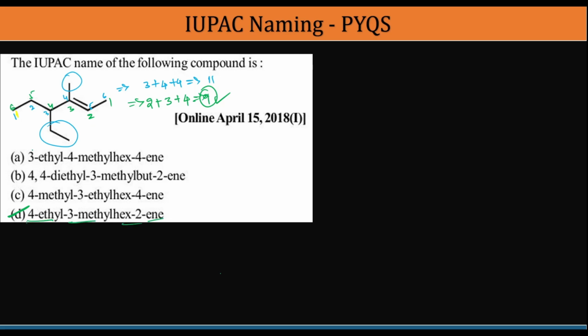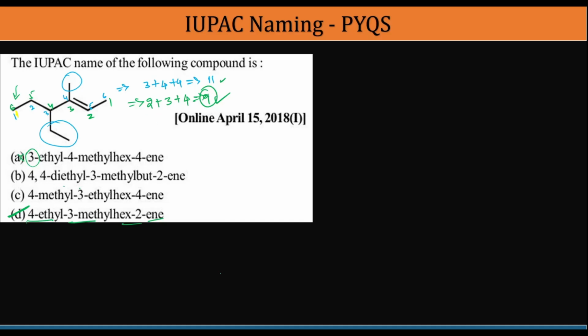And you can check here they have given 3 methyl. They have given the numbering from here. You have seen if you give numbering from here, this carbon, we are getting 11. So we'll prefer this order only. So this option is wrong.